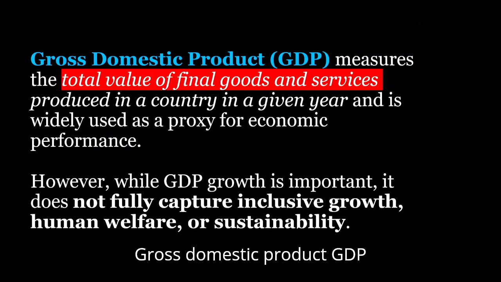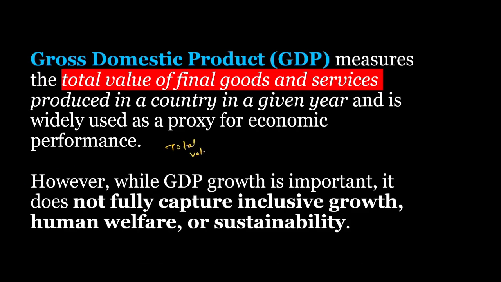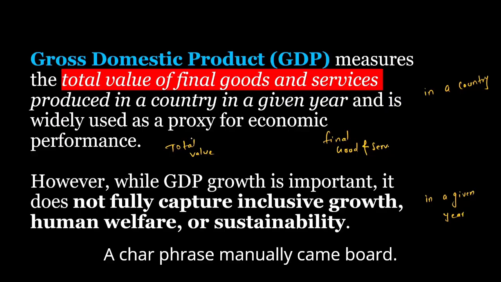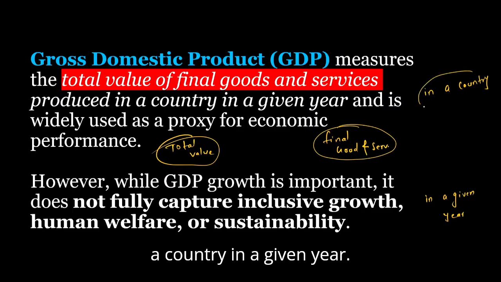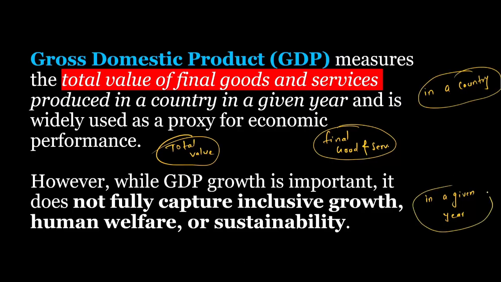Gross domestic product or GDP measures total value of final goods and services produced in a country in a given year. ये चार फ्रेज मैंने लिखे हैं बोर्ड पे। टोटल वैल्यू, फाइनल गुड्स एंड सर्विसेज, in a country, in a given year.